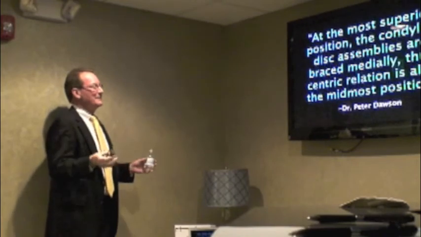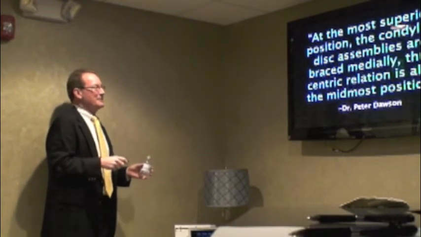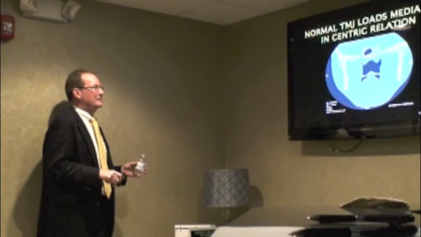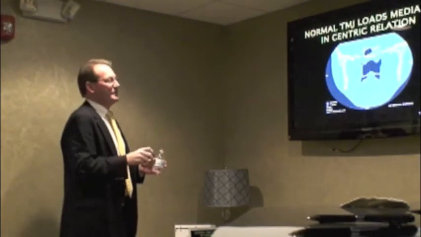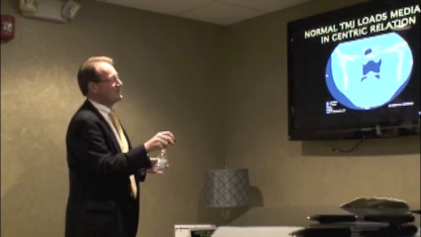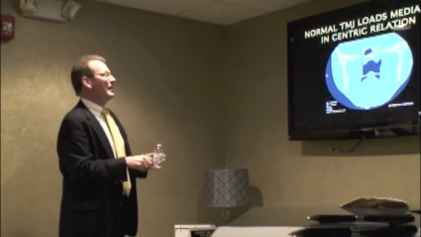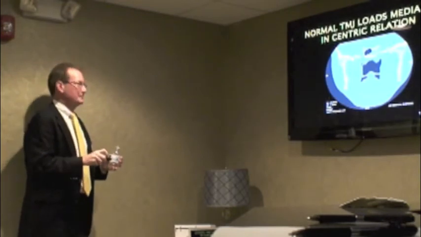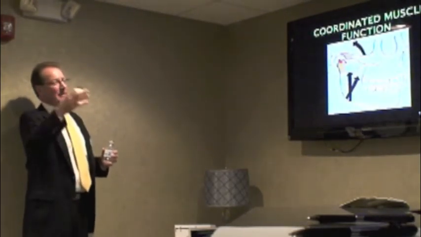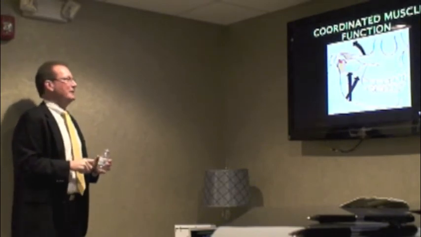So anyway, centric relation. The condyle is braced medially and superiorly. It's the midmost position. Form follows function. Let's look at a CT scan. Where's the bone the thickest in the joint? Medially. That's where all the load is when we're closed. It goes to the lateral pole as we open.